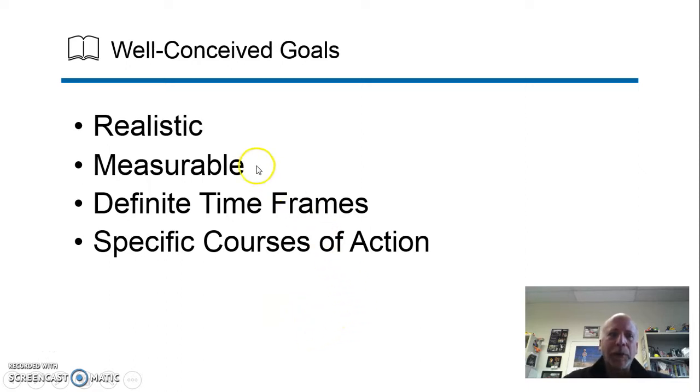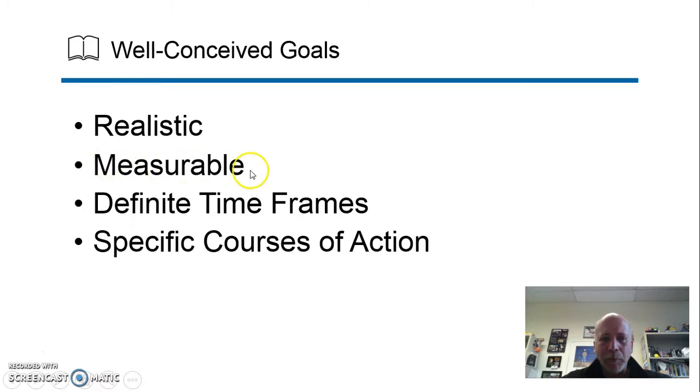Goals should always be looked at as these four adjectives. They should be realistic. Saying that I'm going to make $500,000 my first year out of college is probably unrealistic for most people. Saying that I'm going to save 92% of all the money that I make is probably unrealistic for many people.